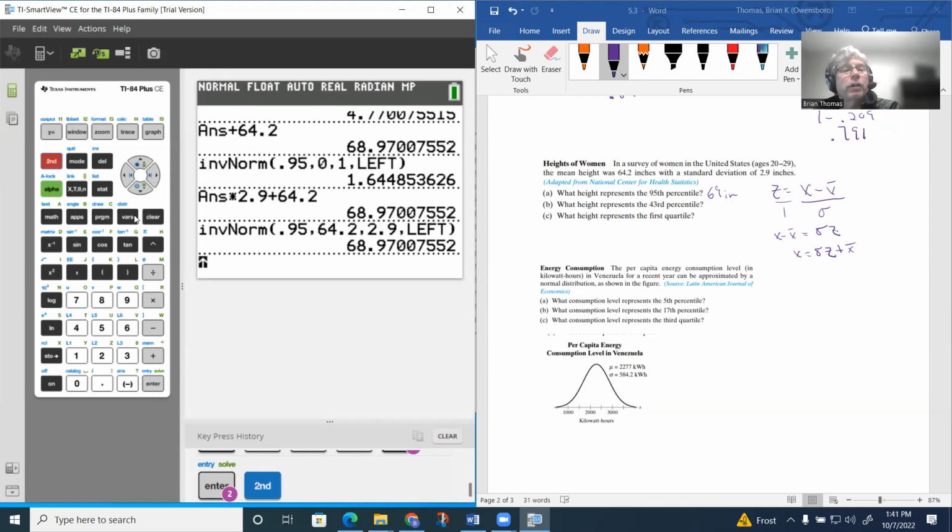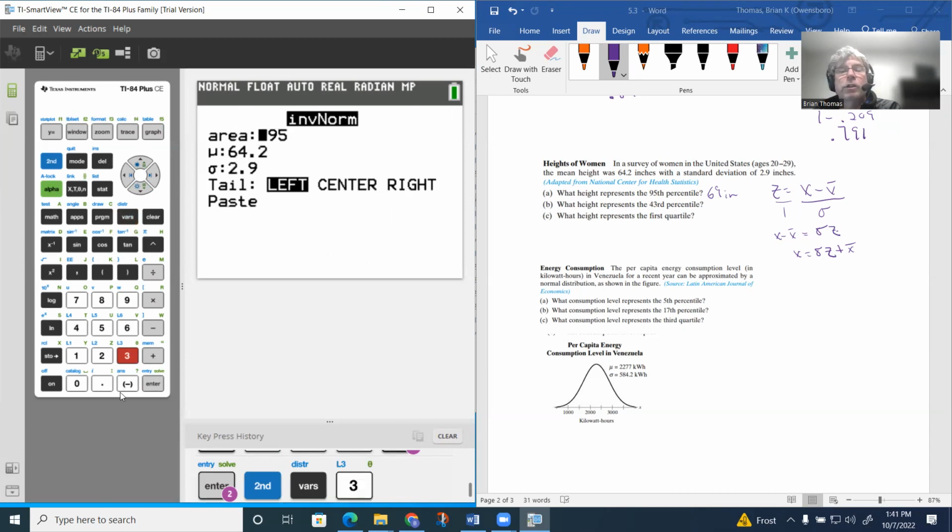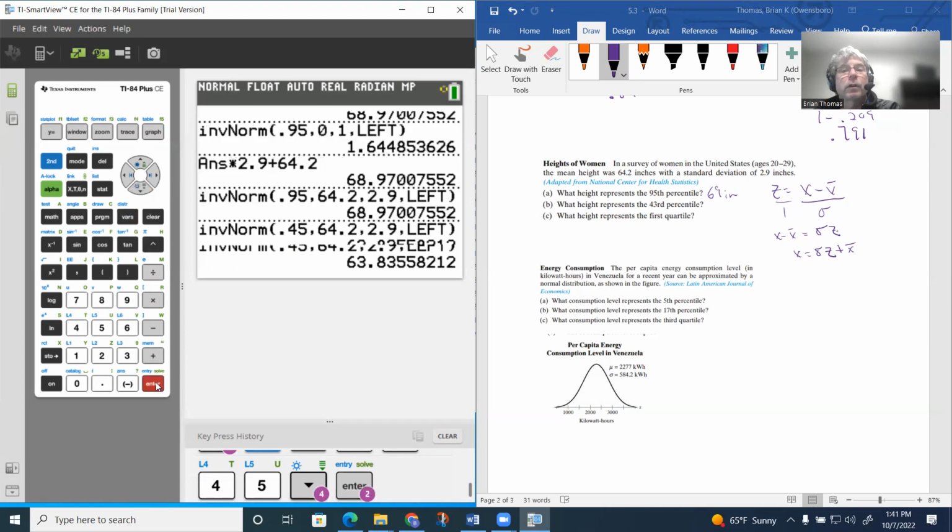So I can go second distribution, third one is inverse normal. I can change that to 0.45. My mean this time is going to be the 64.2. The standard deviation is going to be the 2.9. We want that tail to the left. And I get 63.8. Yeah, 63.8 would be that answer.